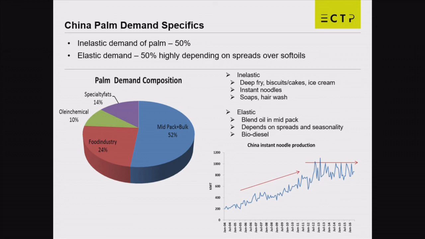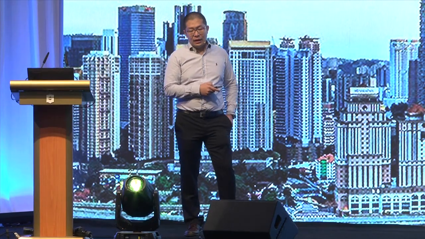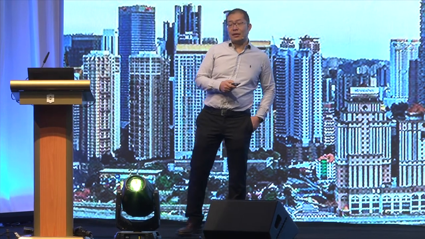The specialty fats part is actually increasing very fast in China. It's mainly for coatings, for Starbucks, basically this sector is growing very fast. And the elastic part is actually the mid-pack to bulk part. In this part, it's a blend oil in the mid-pack, and the usage of it changes a lot based on the price spread versus soft oils.